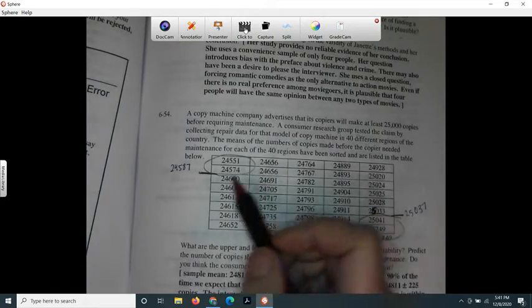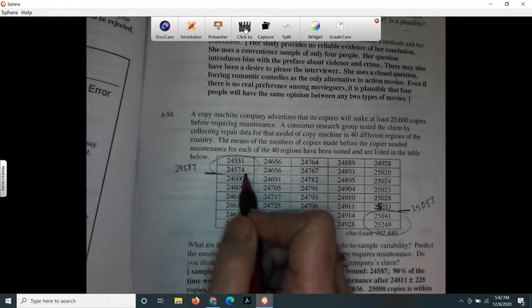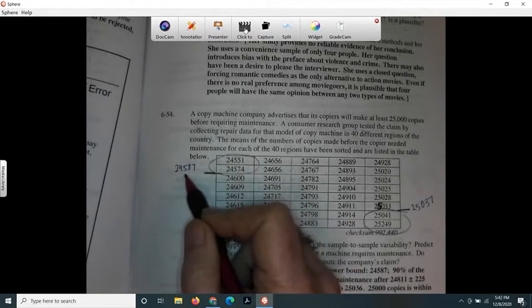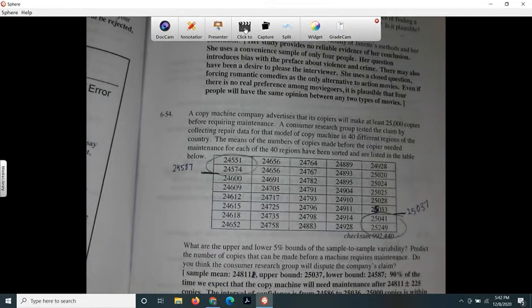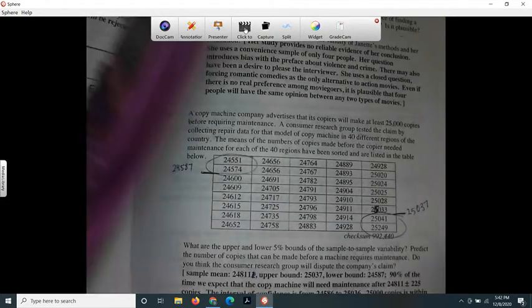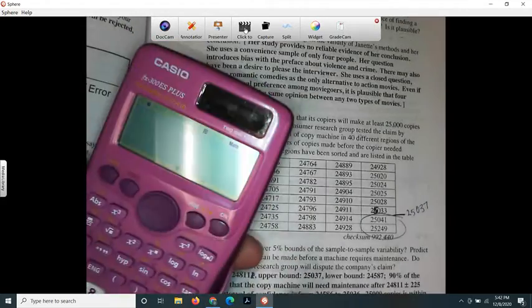Now, my bound is going to be exactly right in between the second and the third number. So what I have to do is find out what number is exactly in between 24,574 and 24,600. I can find that number by adding them together and dividing by 2. Do I have to write that all out? I'll just show it on my calculator. We're finding the middle in between these two numbers, right where that line is. That's the middle number.